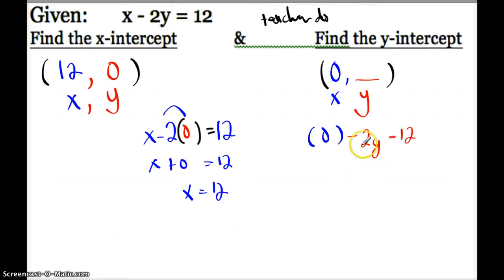Solve. 0 minus 2y is just negative 2y equals 12. Divide by negative 2. Y equals negative 6.